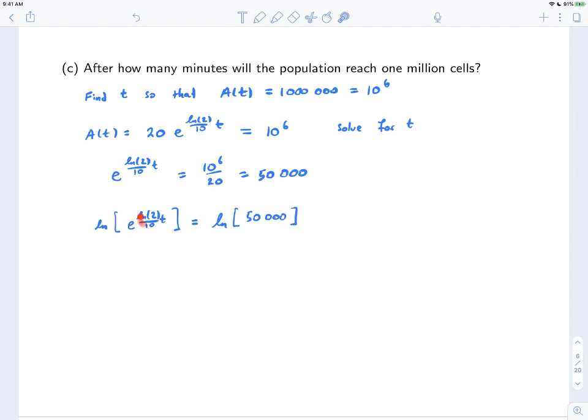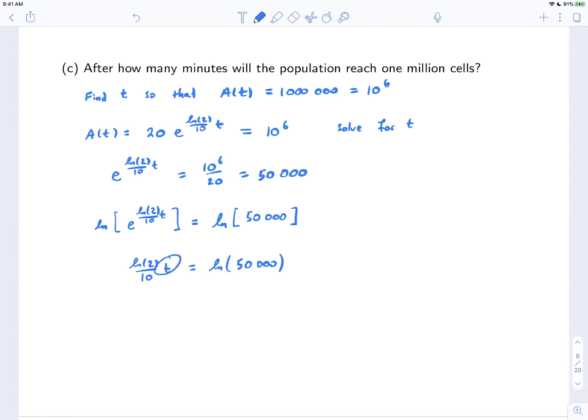Now all of this is in the exponent here, so maybe I should just move it up a little bit so it's more clear that it's in the exponent. Okay, so on the left side here, the ln and the e will cancel each other out, and this will give us ln of 2 over 10 times t is equal to the natural logarithm of 50,000.